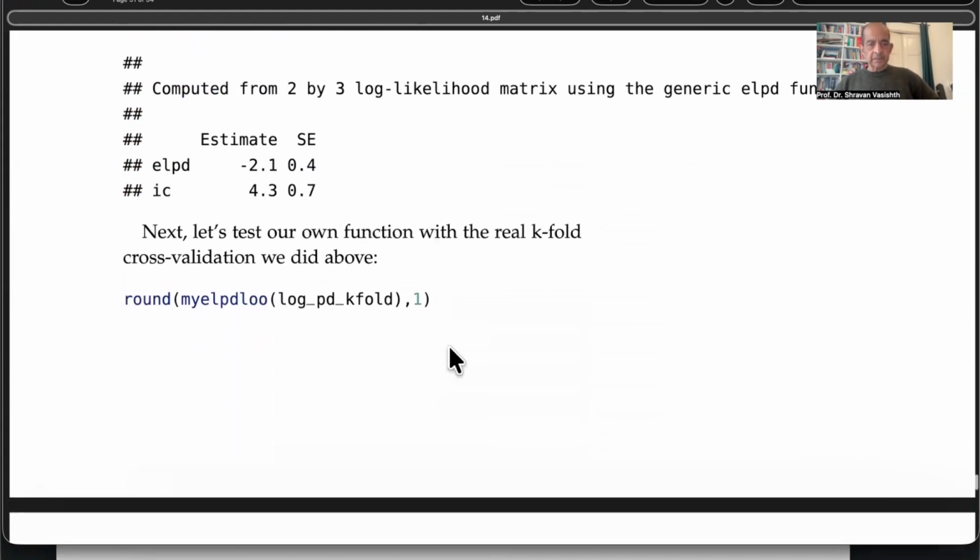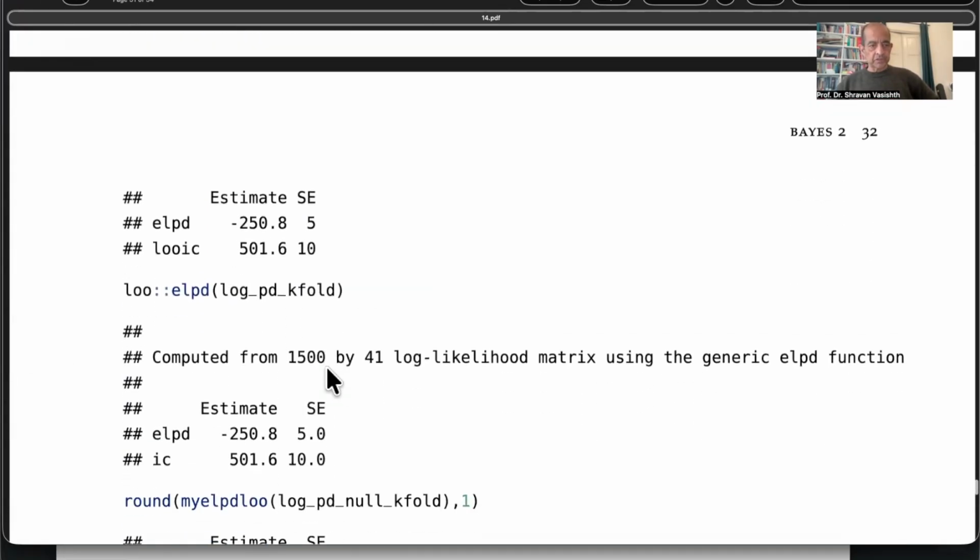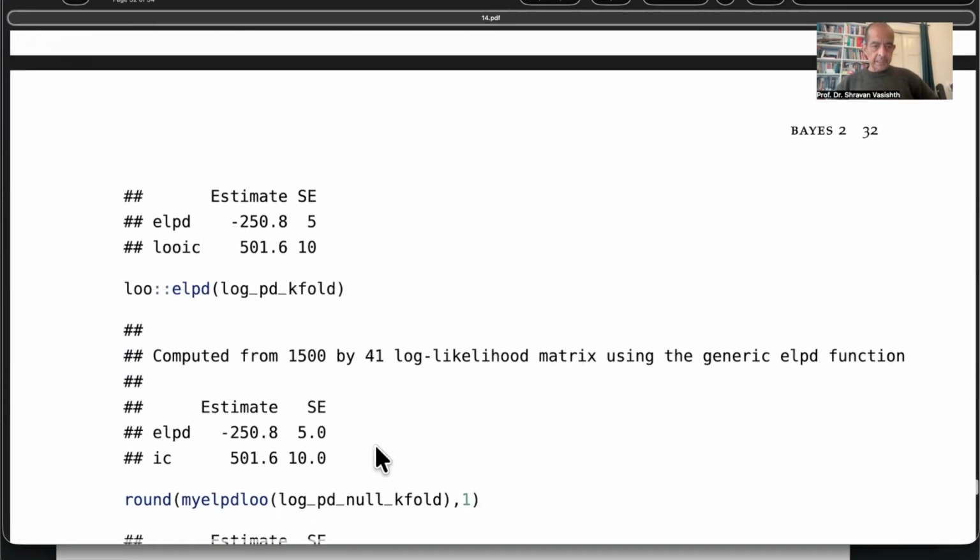So we can test this function now with the real matrix which contained all the log PD values. This is the 1500 times 41 matrix that we filled out through that for loop. And now I'm just rounding the result to 1 decimal point because that's what they do in the LOO function. If I look at the output of this, you'll see these numbers here are identical to the numbers that the LOO ELPD function produces. So now you know how this ELPD function works. Okay.